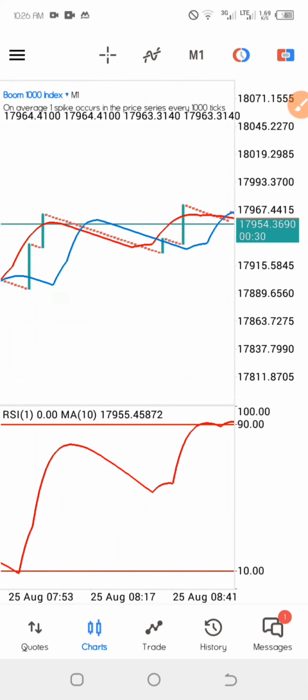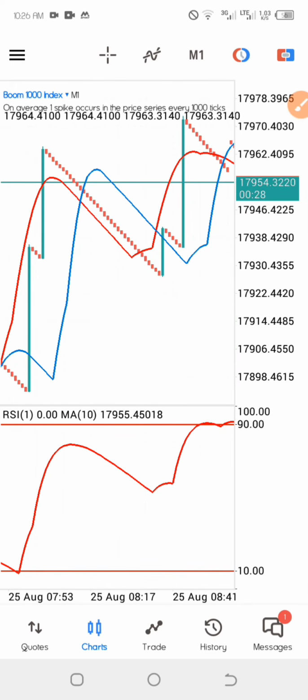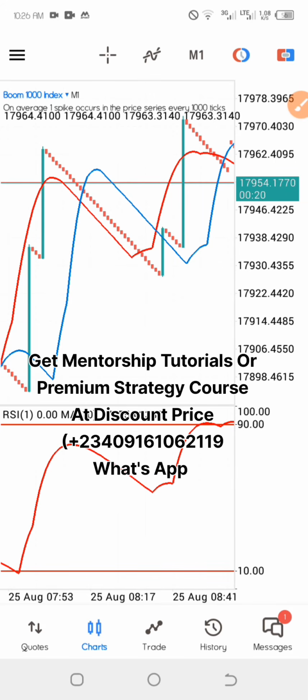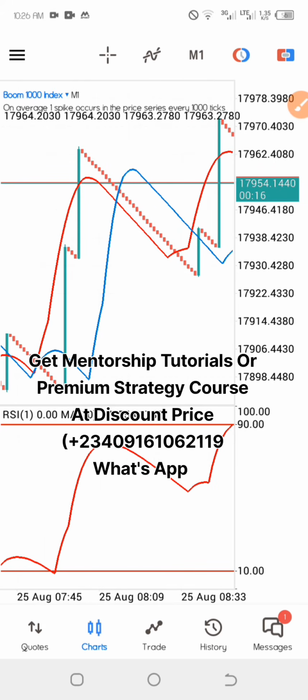So with that being said, let's begin with the strategy. Firstly, we are going to be focused on the moving average, because this strategy deals with the moving average. And the second thing is that I'm going to show you how the strategy works before we dive into the settings of the strategy.